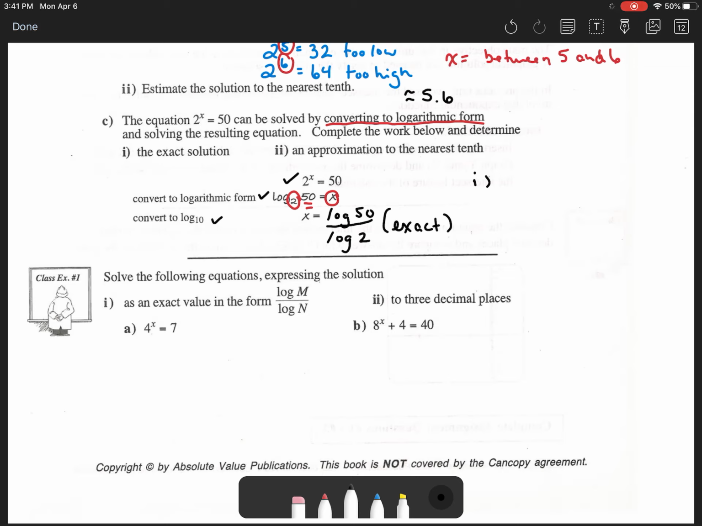So I'll just write it on the side here, my exact solution is, like I said, x equaling log 50 over log 2. Now, because I've created an expression that has that common base of 10, I am now able to use my calculator to evaluate that. So you're just going to go log 50 divided by log 2, and you'll see that you get 5.6 to the nearest tenth. So our estimation was correct to the nearest tenth.